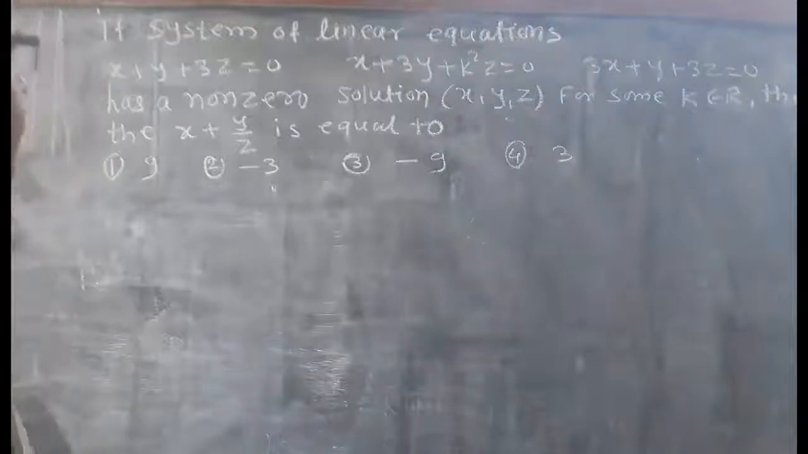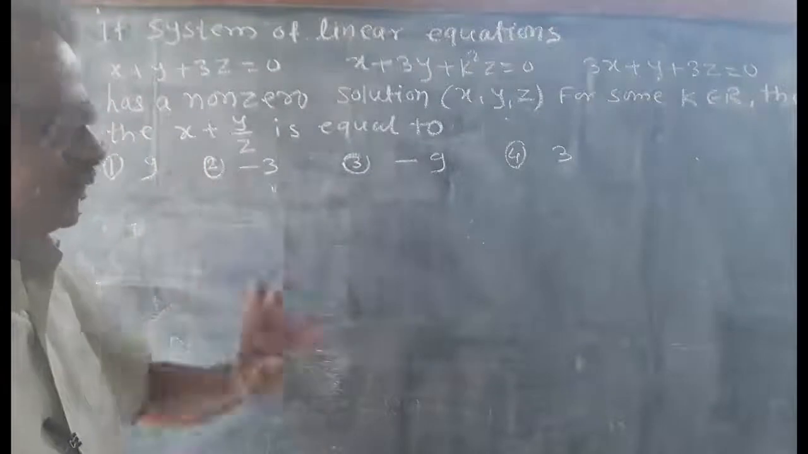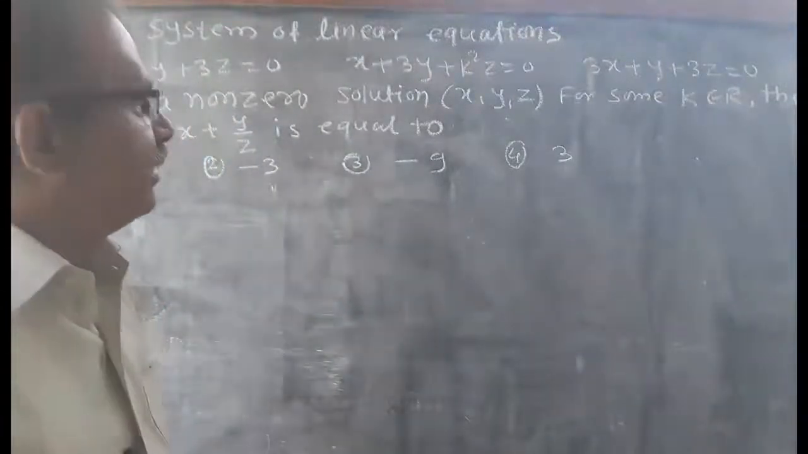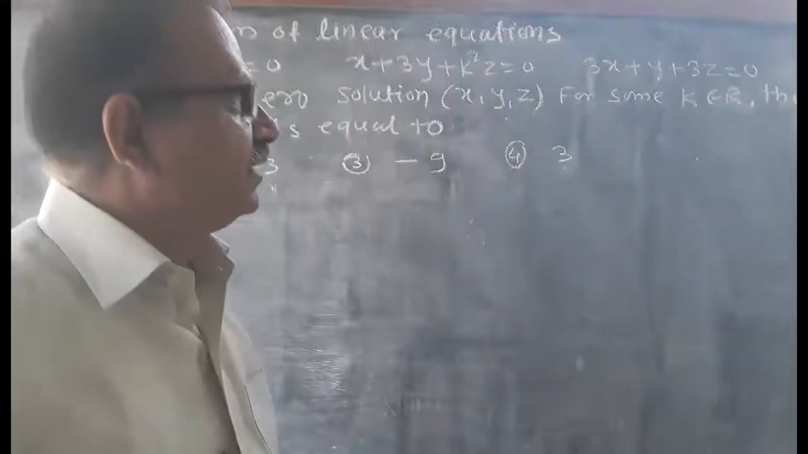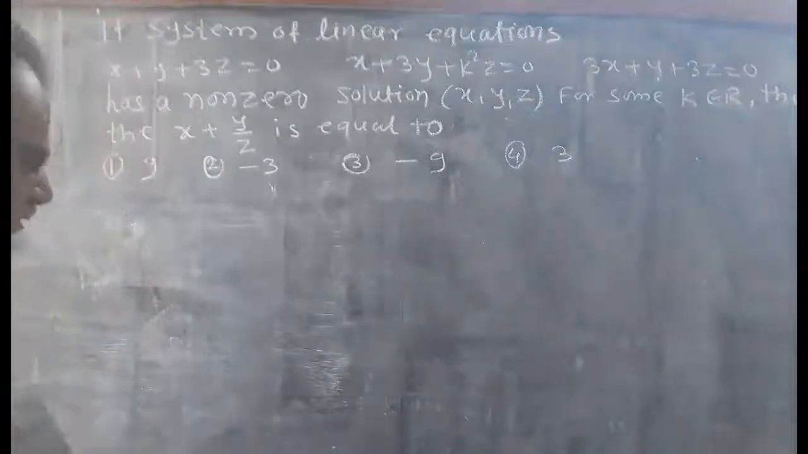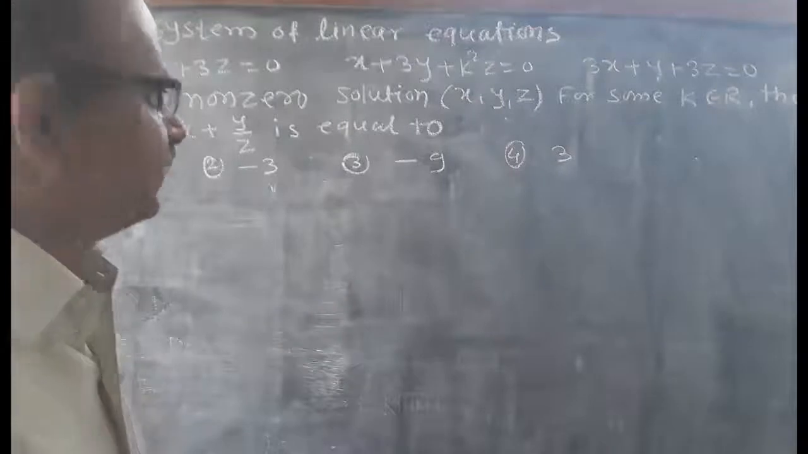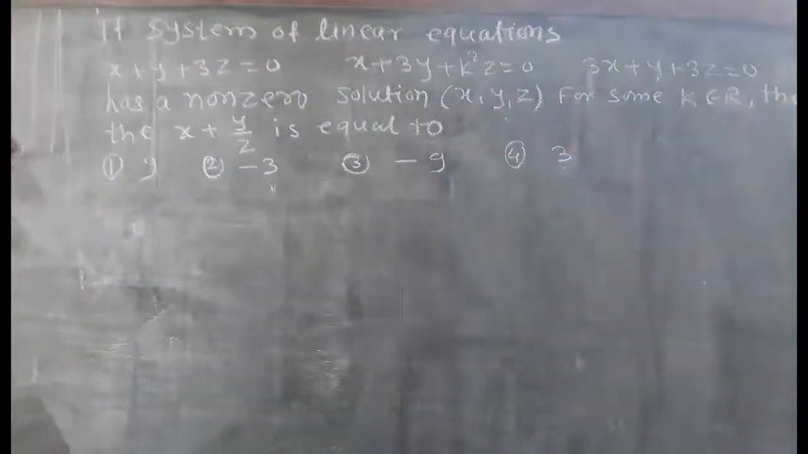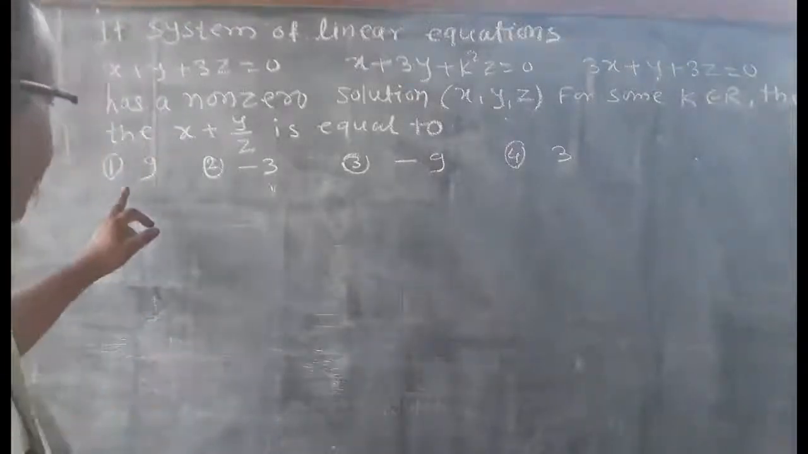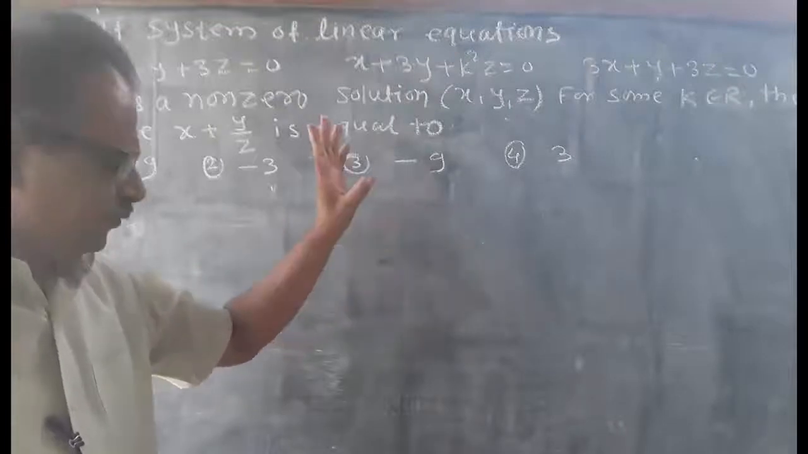We shall solve the problems. If the system of linear equations x plus y plus 3z equal to 0, x plus 3y plus k square z equal to 0, 3x plus y plus 3z equal to 0 has non-zero solutions x, y, z for some k in R, then the value of (x plus y) by z is equal to, and the options are first 9, second minus 3, third minus 9 and fourth 3.